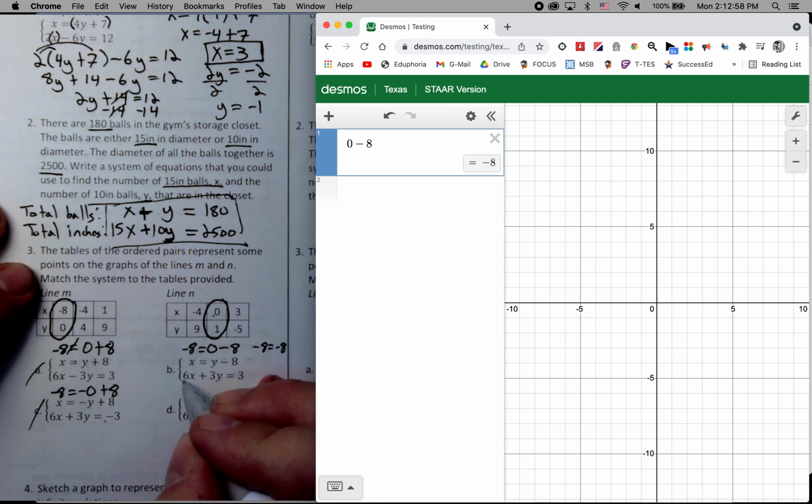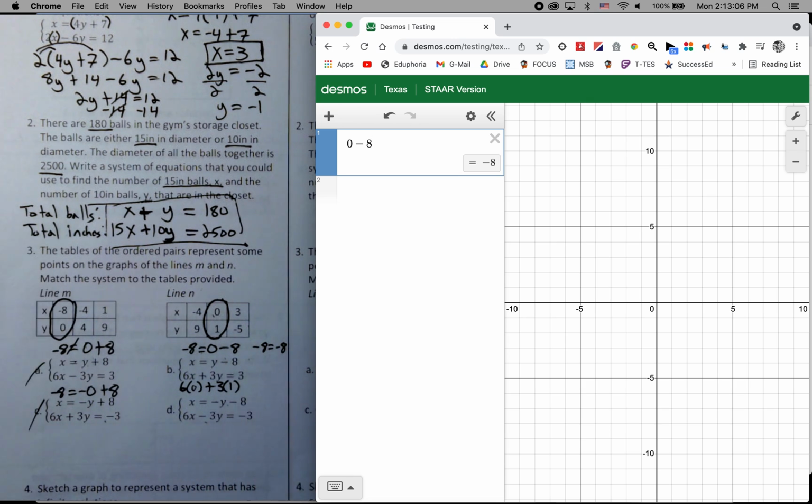So I'm going to plug in 6 parentheses 0 plus 3 parentheses 1, and I'm going to type this into Desmos. So I type in 6 parentheses 0 close parenthesis plus 3 parentheses 1. And that gives me 3, and it should equal 3. That one checks out.